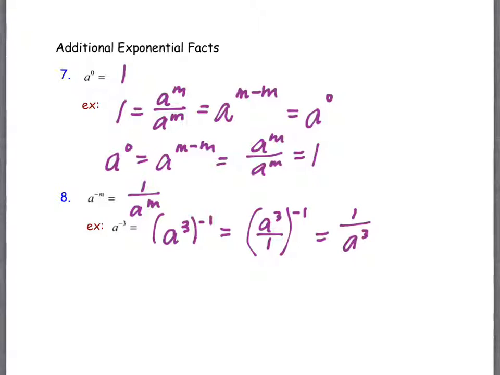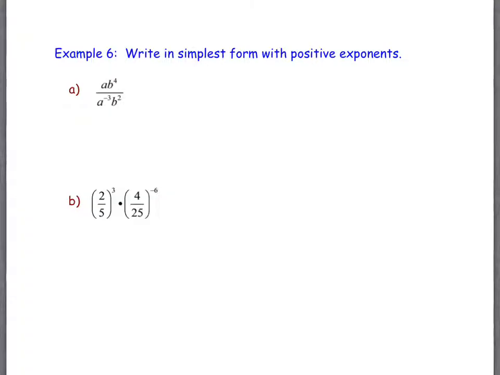Now, what we're going to actually do is apply those properties to some specific examples. Okay, so I'm not going to see any written out like 6 a's in a row. That's not what we're going to see happening here. We're going to use these 8 properties to actually rewrite some different examples. So on example 6, we're going to write in simplest form with positive exponents.